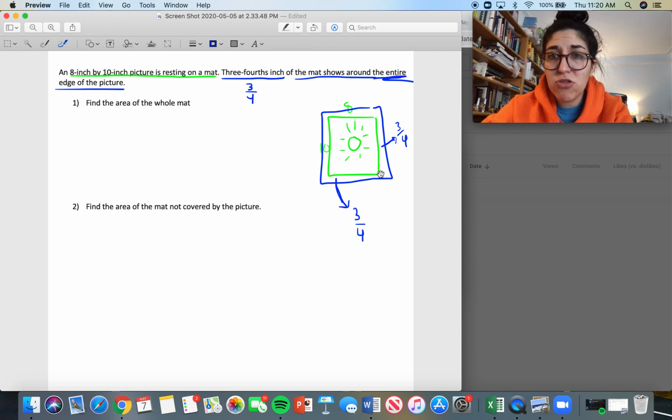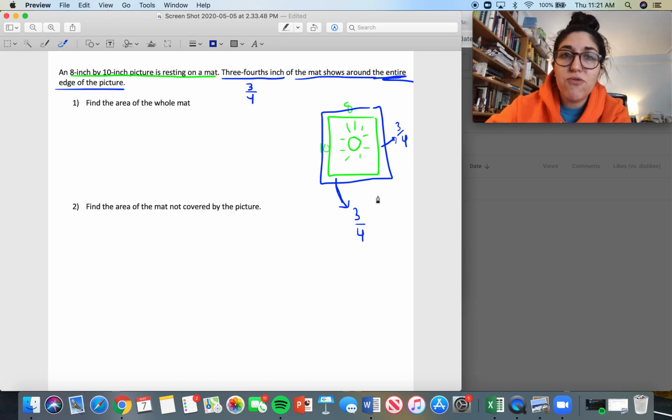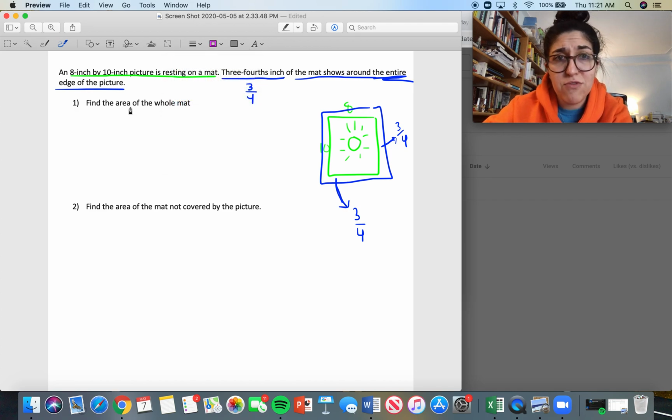And I'm not talking about the whole thing. I'm just talking about, right, this sort of blue space here, not the green. The green is 8 by 10. We were already told that. So the rest of it, what's showing outside of that, is 3/4 of an inch. So now we get into what we need to do for the problem, what we need to do for this story. How are we going to help whoever's trying to figure this out?